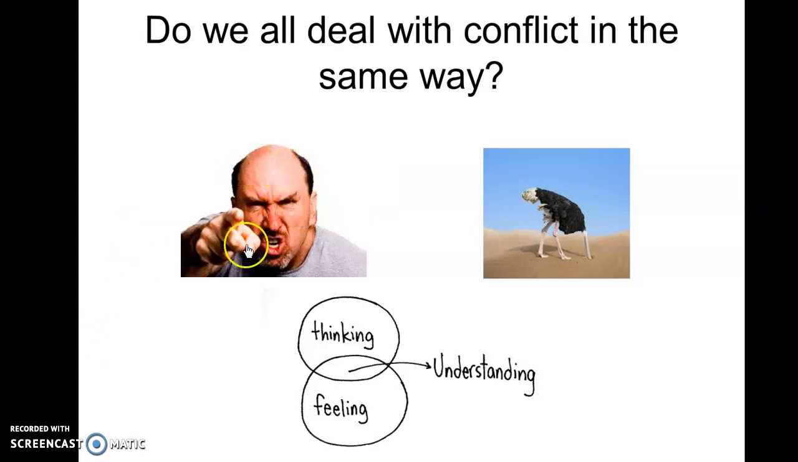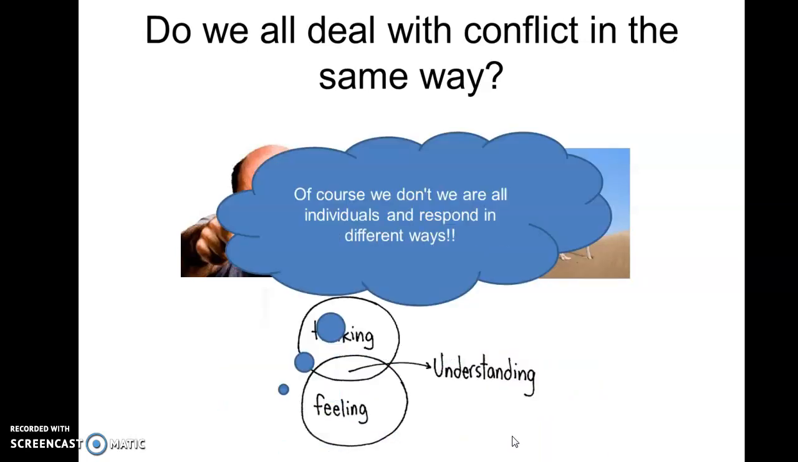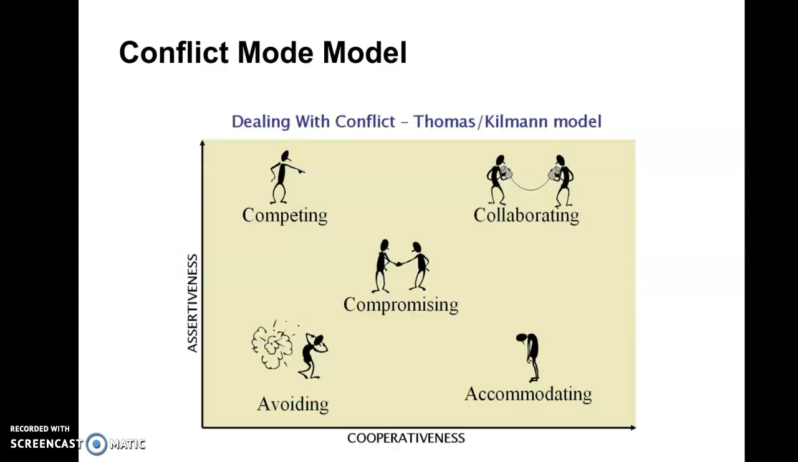So this is this chap here. We've got people who avoid conflict. So there's the ostrich with the head in the sand. And then we've got people who deal with conflict assertively. So thinking about the thoughts and feelings and understanding. So there's a conflict mode model, and this was developed by someone called Thomas Kilmann, who also developed something called a drama triangle, which we're going to be looking at in a bit.